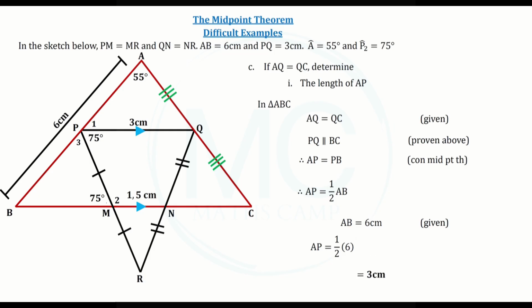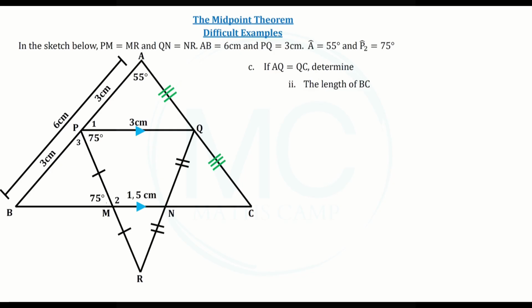Let's put 3 centimeters into our diagram. We know that AP is equal to PB, which means that PB is also 3 centimeters. So let's put this into our diagram as well. Now we can make our diagram black again, and we can move on to part 2.